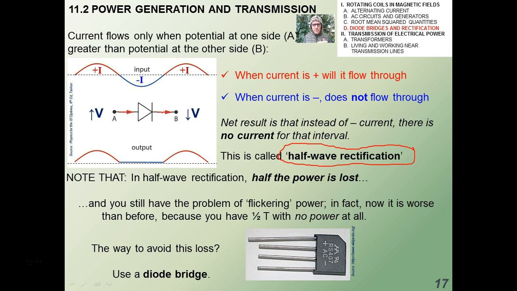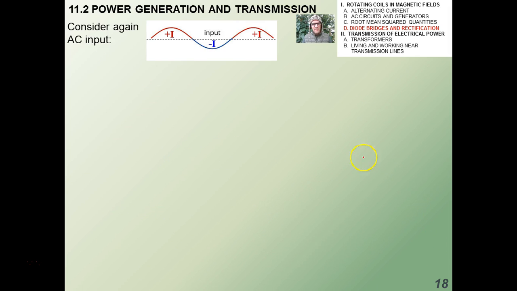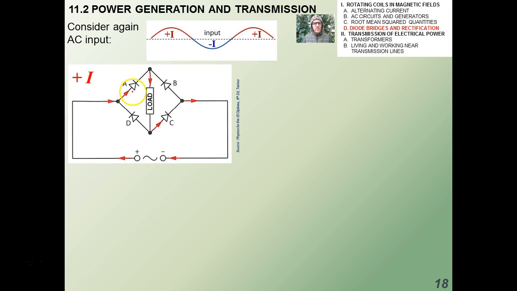Now, there is a way to avoid this, and it's by using a diode bridge. This is what a diode bridge looks like. I'll show you some of these in class. It's a very, very clever device, and here's how it works. You set it up in a circuit like this. Let's consider that you have a source of an alternating current. That's what this little symbol here means. And you have a higher electric potential on the left side than you do on the right side.